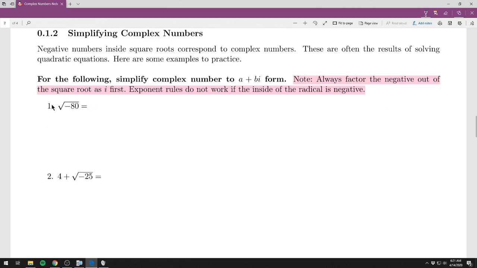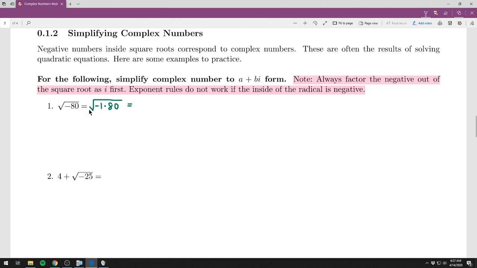Right, so this first one, I'll go through the intermediate steps for those of you that may not really remember. What we want to do first is write any negative number in a square root as -1 times that number. And negative 80 certainly is -1 times 80.